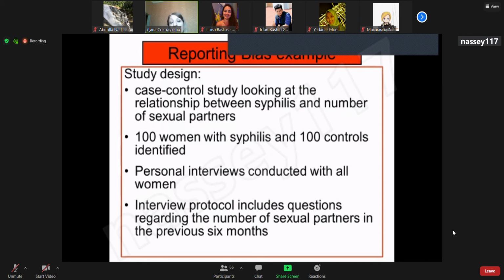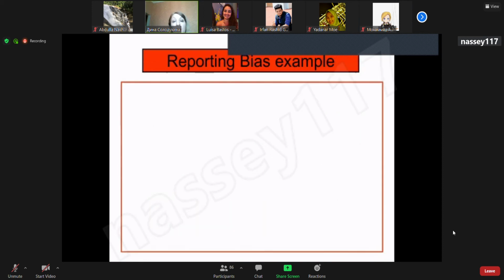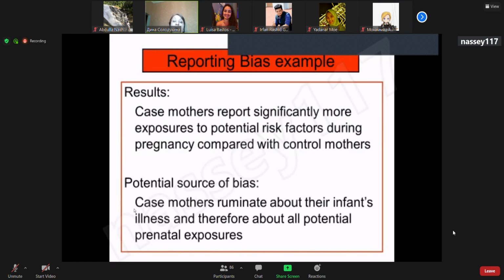Reporting bias can occur on questions that present some anxiety, or maybe poor confidence of people, and usually this is a very typical kind of bias in all study designs. So we say that case mothers report significantly more exposures to potential risk factors during pregnancies compared with control mothers.